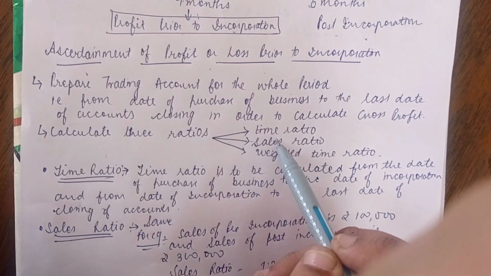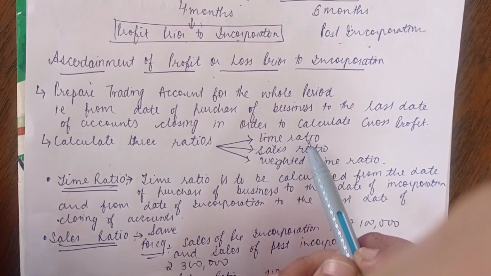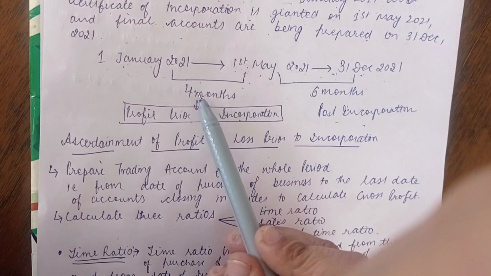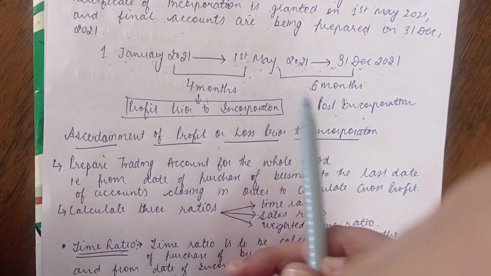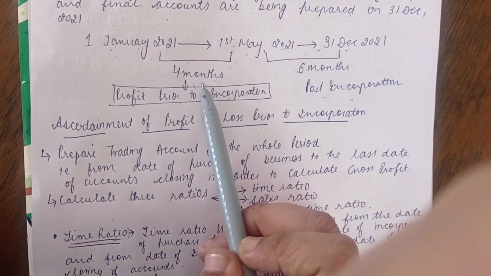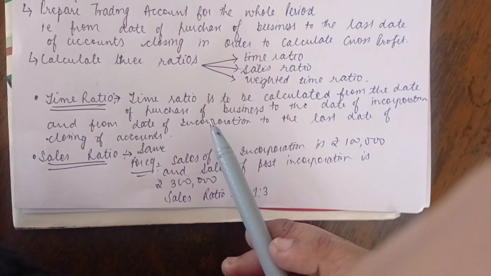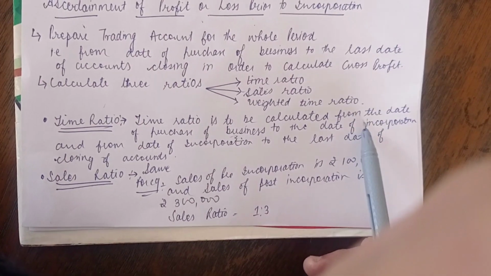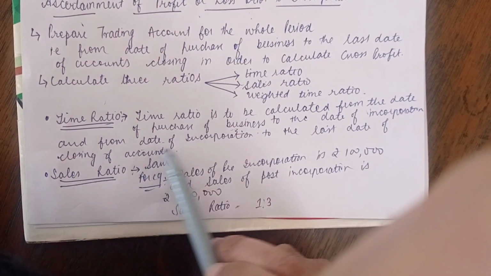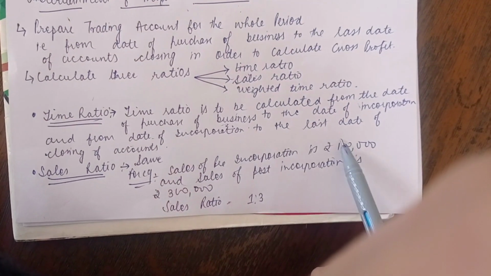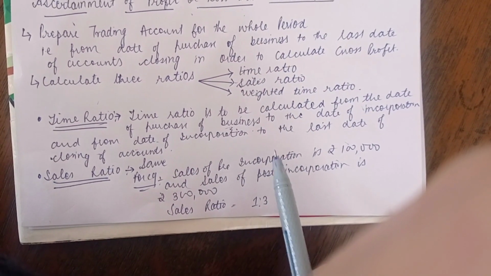The first ratio is time ratio. How can we calculate this? Like, we have done this example, 1st January to 1st May, 4 months and 6 months. Now we can calculate the ratio of this, right? Time ratio is basically calculated from the date of purchase of business to the date of incorporation, and from the date of incorporation to the last date of the closing of the accounts, right?